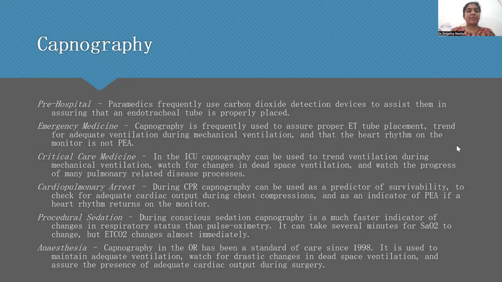Anesthesia. Capnography in the OR has been a standard of care since 1998. It is used to maintain adequate ventilation, to monitor changes in dead space ventilation, and to assure the presence of adequate cardiac output during surgery.